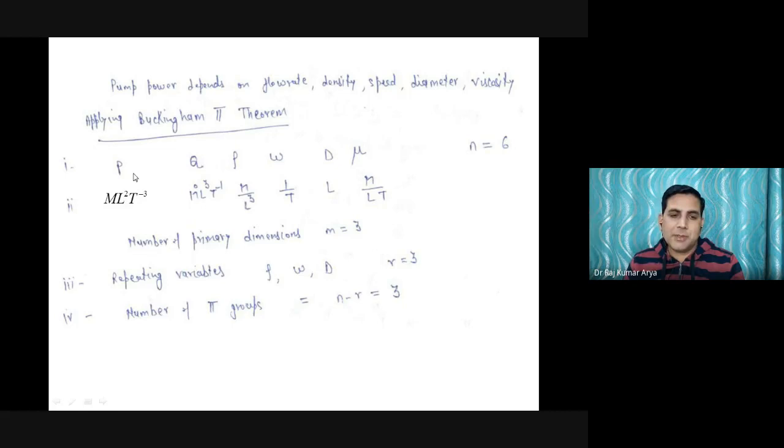No, no. This first one is power actually. This is not the pressure. So this is power. The ML square T minus 2 is work done per unit time. So work is force into the distance, and then that is work divided by time. So you will get ML square T minus 3. That is your power.